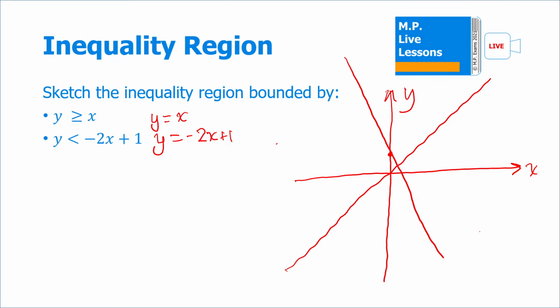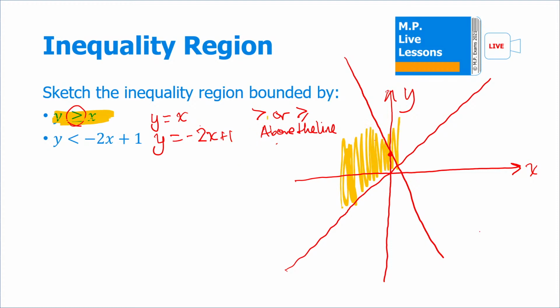Now this is where the inequality signs come in. Now if we have a greater than, this would be above the line. So I'm going to shade now in orange this inequality region. So the one greater than y equals x is going to be, I'm going to shade some of it, which is going to be this region here. So everything above it. It technically goes on forever.